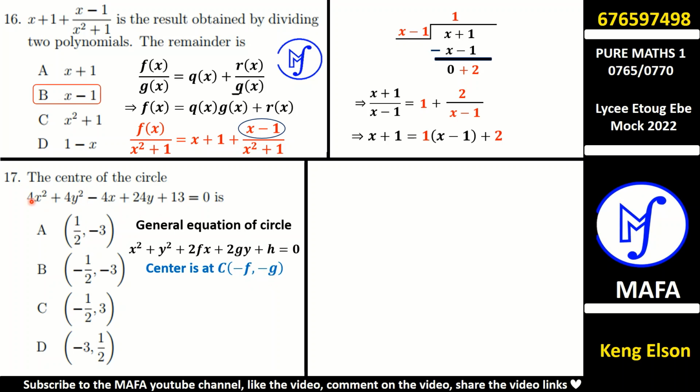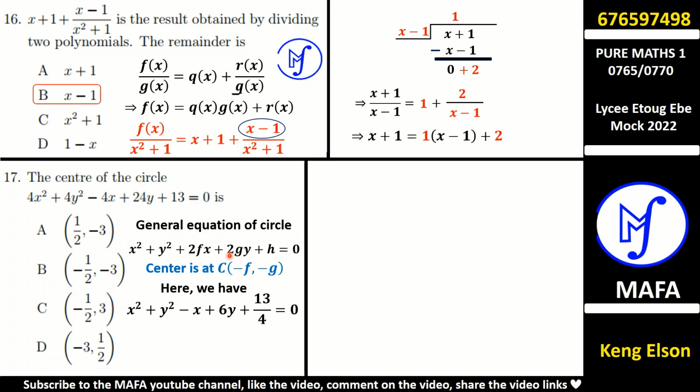Now according to this, our equation that has been given, we see that the coefficient of x squared and y squared, they have the same coefficient, which is 4. But according to our general equation, the coefficients are supposed to be 1. So we need to divide all through by 4. Dividing all through by 4, we have that x squared plus y squared, 4 on 4 is, we now get minus x, 24 on 4 is 6, then plus 13 on 4.